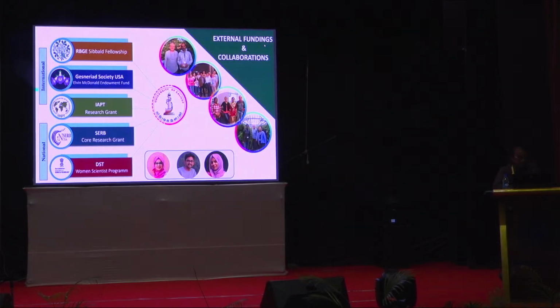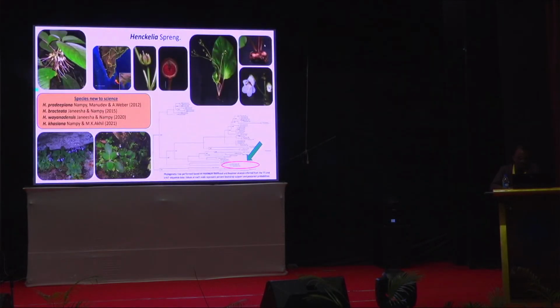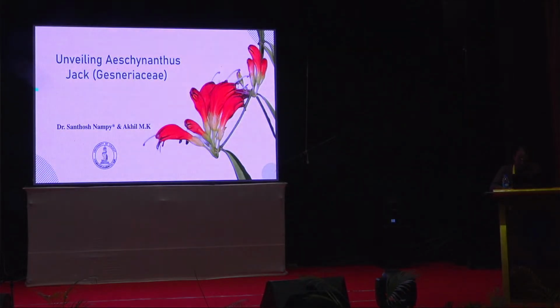We have a program by the Sciences of CRB. The CRB is funding this program. Meanwhile, he also received the IAAT research grant. He also got a fellowship from the RBGC. Then he also got funding from the Gesneriaceae Society under the Elvin McDonald Endowment Fund. So ultimately, he started his work in 2018.